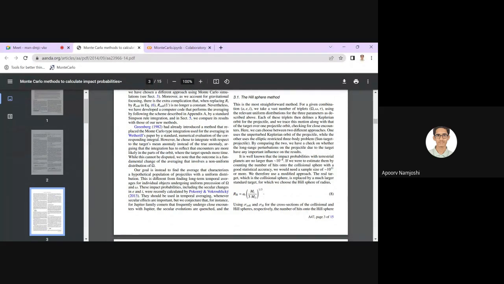Each of these triplets then defines a Keplerian orbit for the projectile, like you're considering the projectile and the planet at various locations along their orbits. We trace this motion along with that of the target over one projectile orbit, checking for close encounters. Here we can choose between two different approaches. One uses the unperturbed Keplerian orbit of the projectile, while the other uses the elliptic restricted three-body problem.